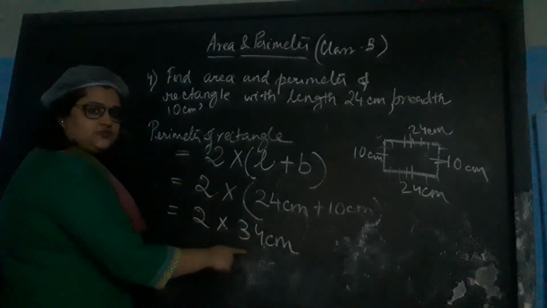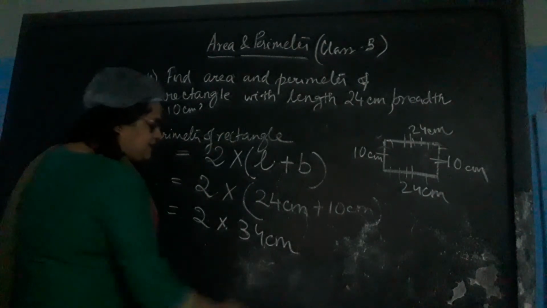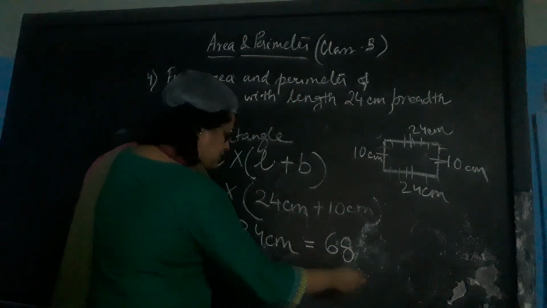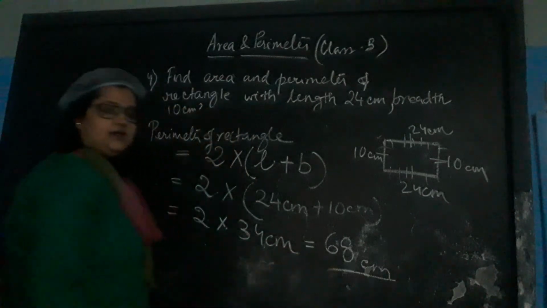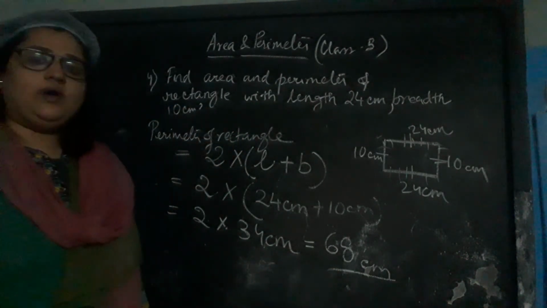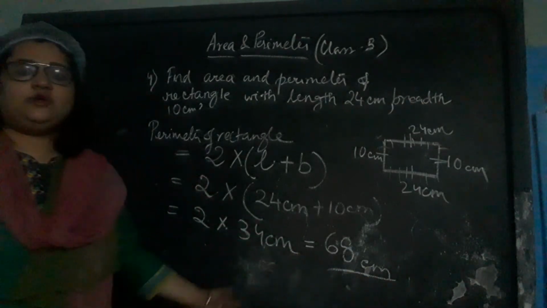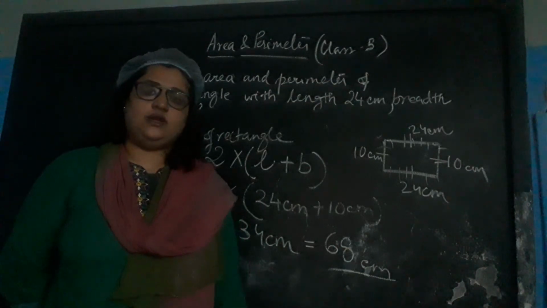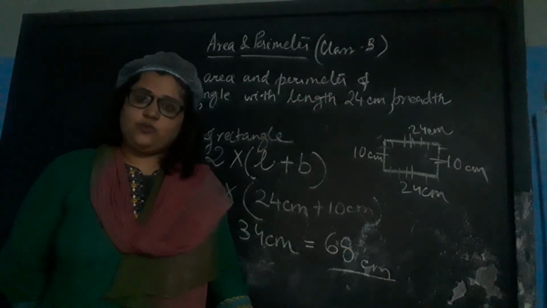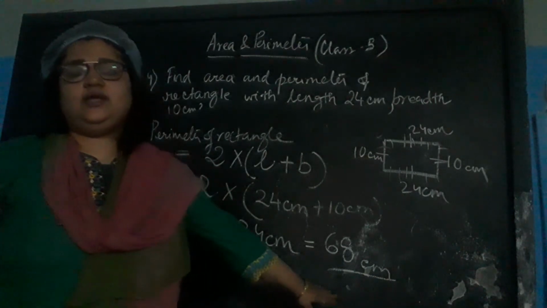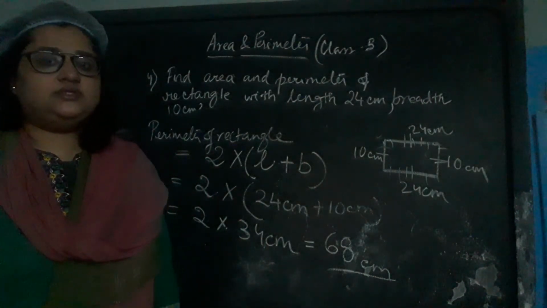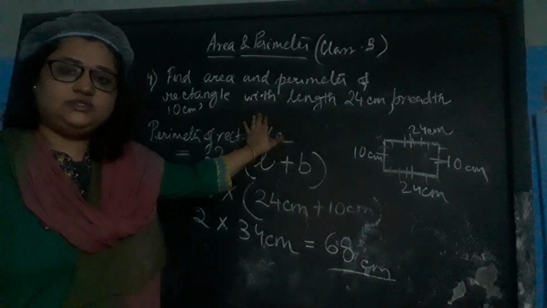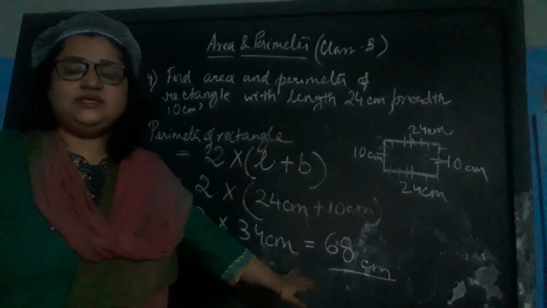Now, after solving this first bracket, you will go for the multiplication. So 2 into 34 gives you 68 centimeters, and this is the answer. Why 68 centimeters? Because in multiplication here the unit only comes once, so perimeter doesn't have a square unit, whether you find it for a square or for a rectangle. It only has singular units. So the answer to this question is: area of the rectangle is 240 centimeter square and perimeter is 68 centimeters.